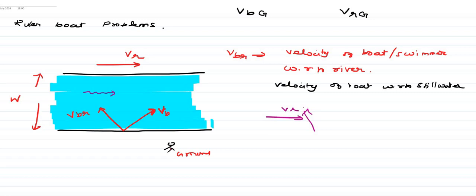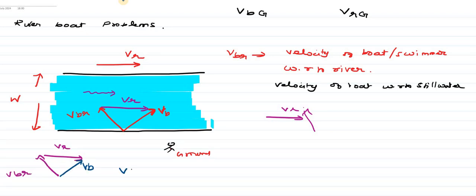So now all three are vectors. What is this vector? This is VR, the river one. So apply the triangle law. The VBR is this direction, VR is this direction. Yes or no, Ritisha? VBR and VR both are taken in order. Then according to the triangle of vectors, that is VB. This is the resultant vector, taken in opposite order.